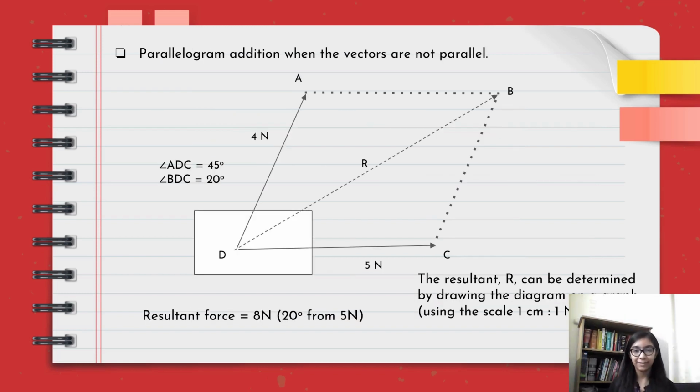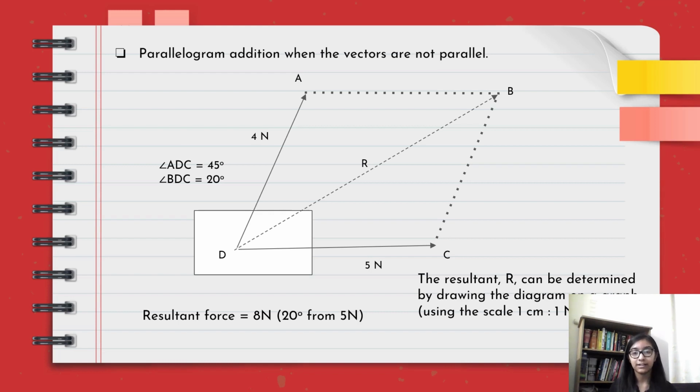Parallelogram addition when the vectors are not parallel. This method is all about how to find the resultant force when the forces that are acting on the object are neither in the same direction nor in the opposite direction. So what we can do is draw the initial diagram on a graph by using the scale 1 centimeter representing 1 Newton, and then make a parallelogram by joining the lines A, D, C and B.